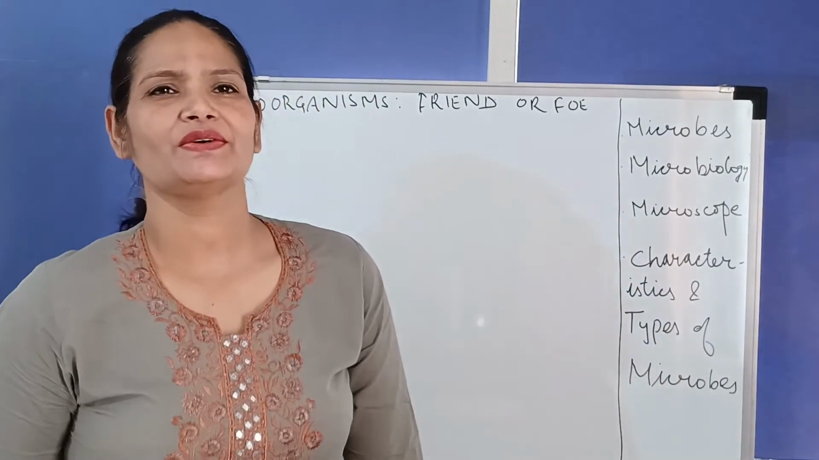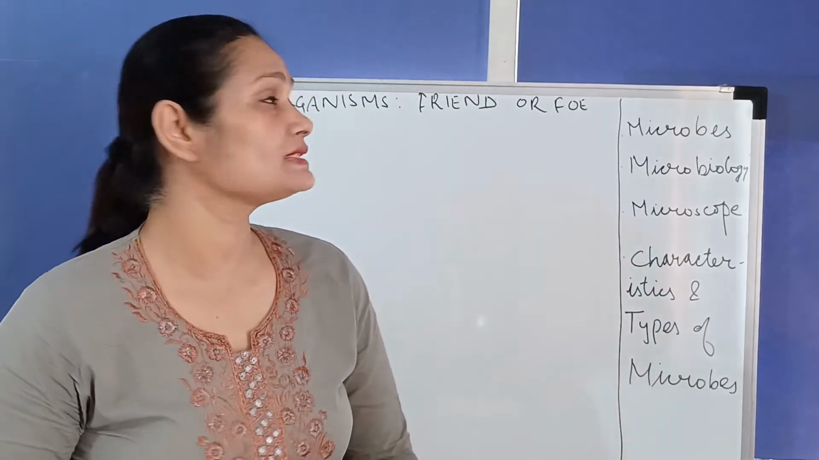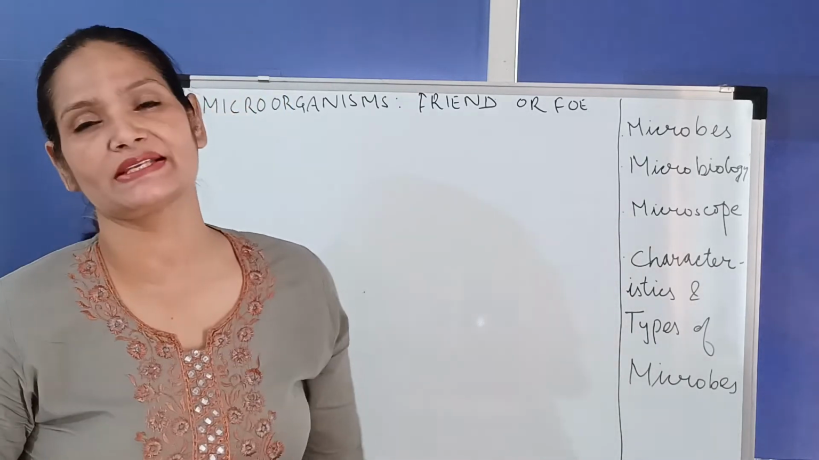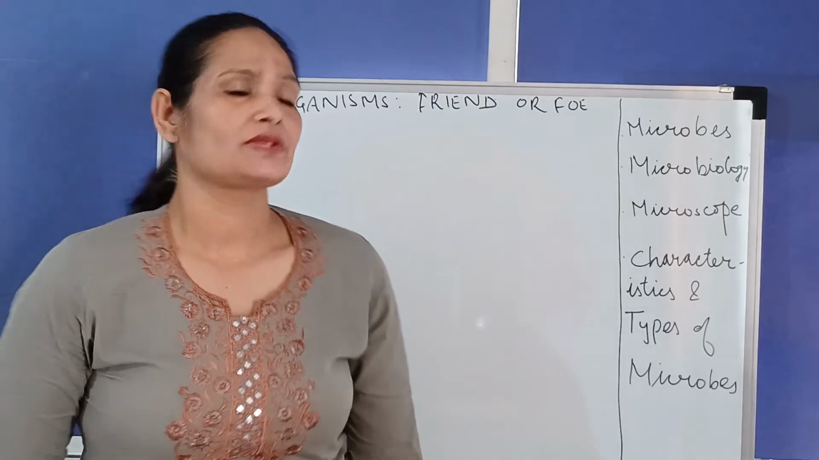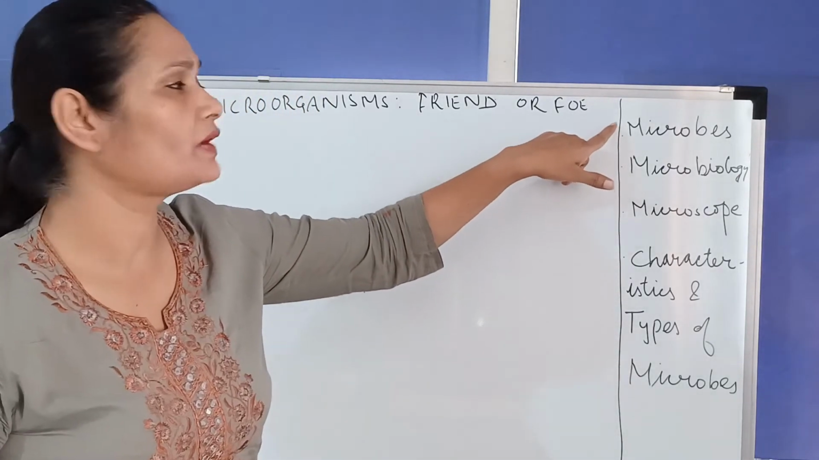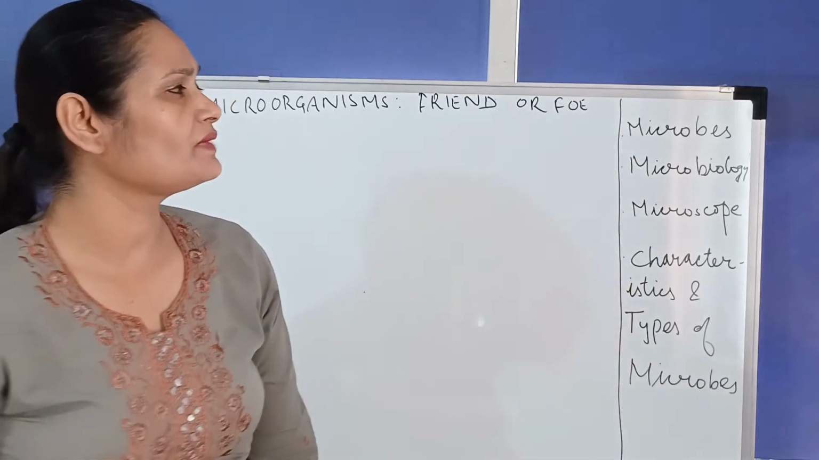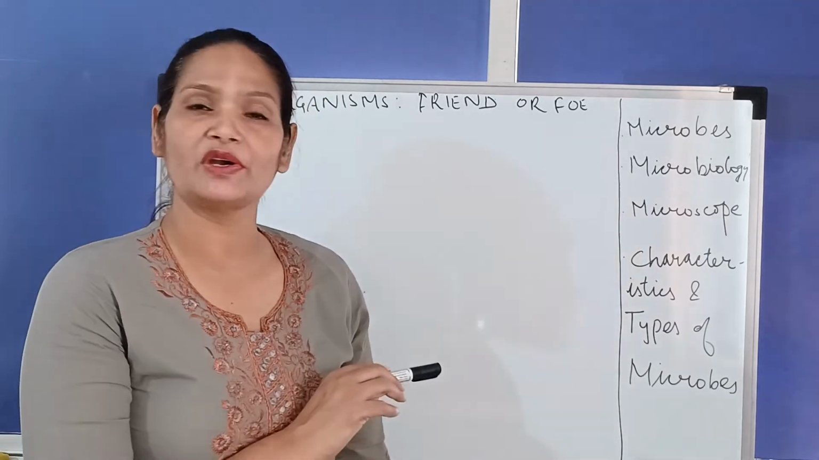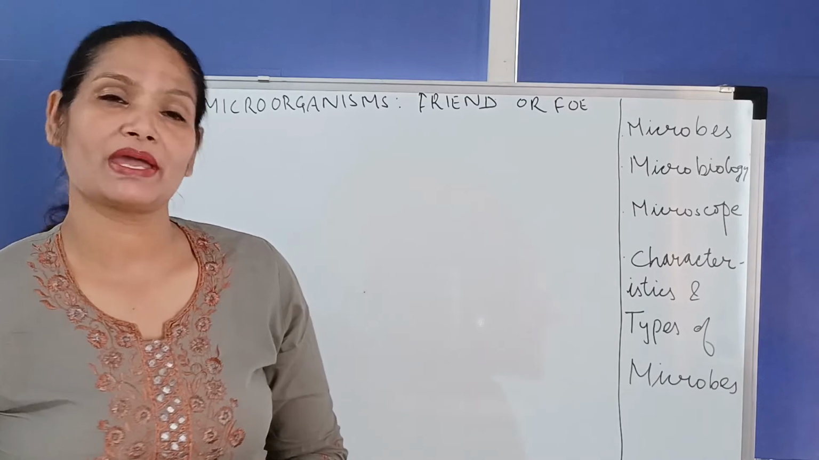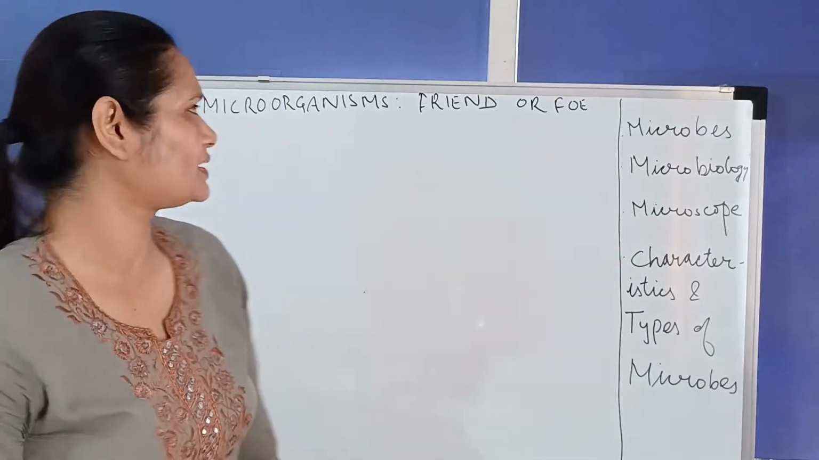Yes. So today we are going to discuss a new topic of class 8, that is Microorganisms: Friend or Foe. This is chapter 2 of class 8. In this chapter we will first talk about what microbes or microorganisms are. Microorganisms can also be called microbes. Then what is microbiology? We'll also talk about the microscope, and the characteristics and types of microbes, right? So this is what we are going to discuss in today's session.